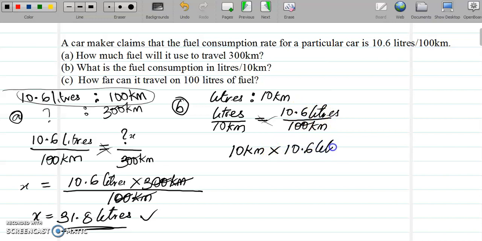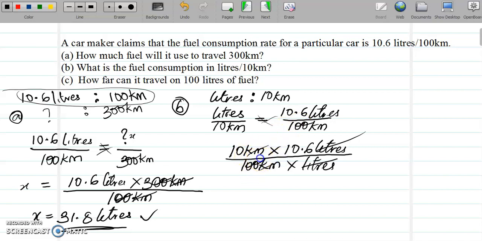10.6 liters divided by 100 kilometer multiplied by liters. You see that? Cross multiply. Okay, now liters go out with liters, fine. Kilometer go out with kilometer, fine.